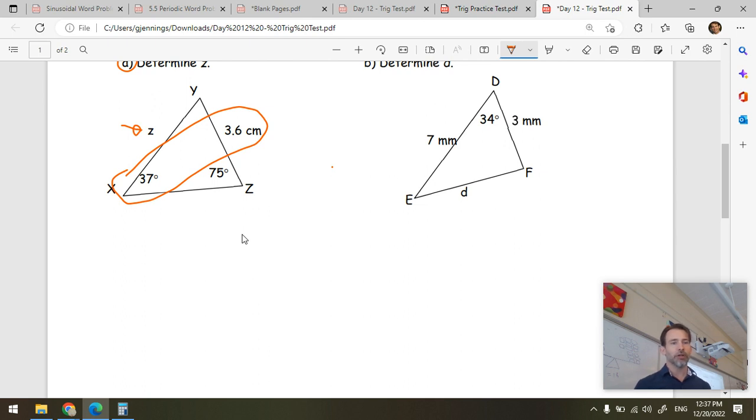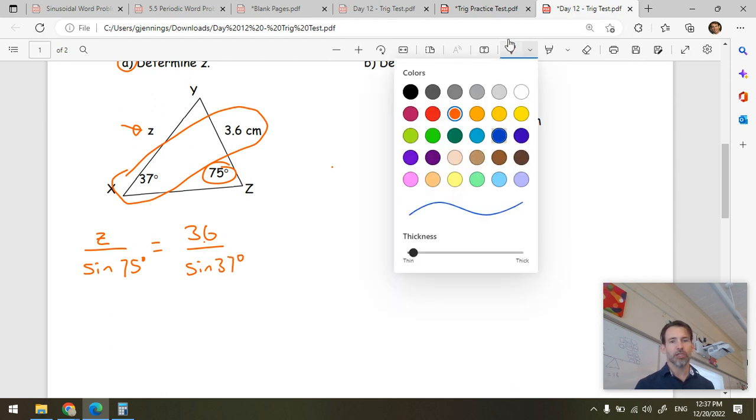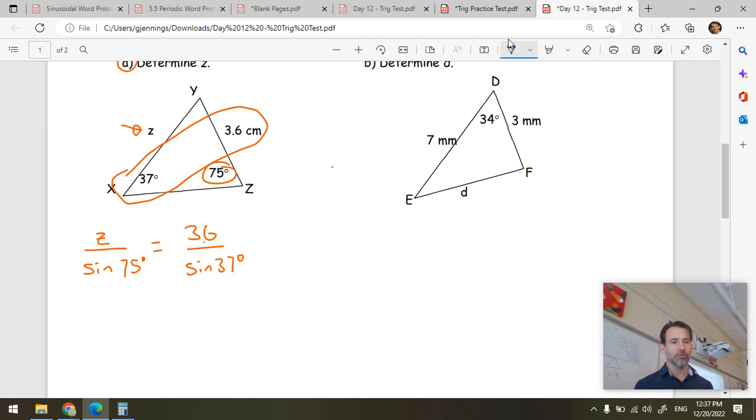We want to find an unknown side, so let's put our sides on top. Z over sine of this, sine 75. And remember, we only take the sines of angles, not sides, is equal to 3.6 over sine 37 degrees. Get out your inverse operations pen for some good old inverse operations.